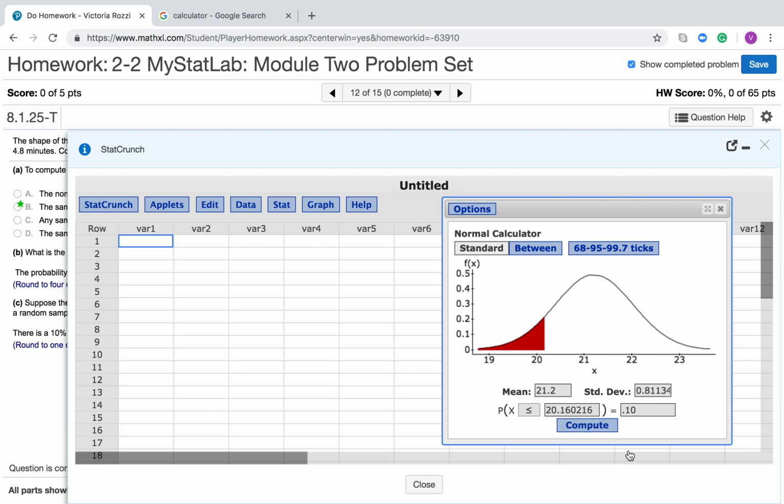So StatCrunch makes that so much easier for us to work with. If you have any trouble with that, let me know.